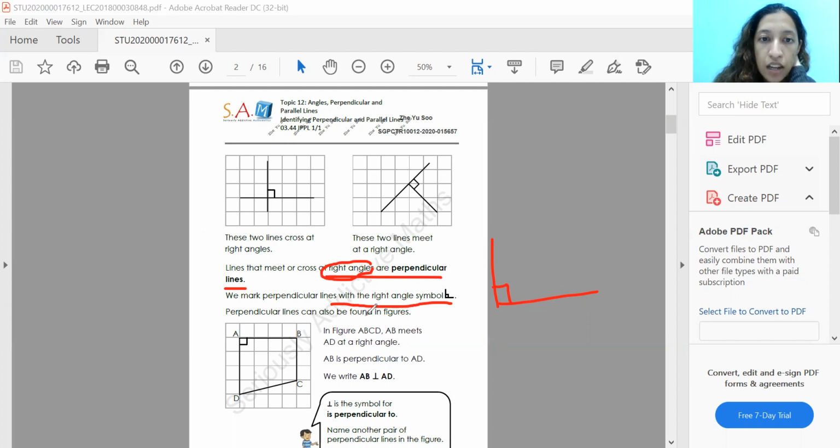Okay, so perpendicular lines can also be found in figures, not only in lines like this. So in figure ABCD here, AB, as you can see, meets AD at a right angle, right? AB meets AD at a right angle. So basically, we can say that AB is perpendicular to AD. So the symbol for perpendicular is this thing. So instead of writing is perpendicular to, you write AB, the symbol, AD. All right, so this symbol signifies perpendicular.